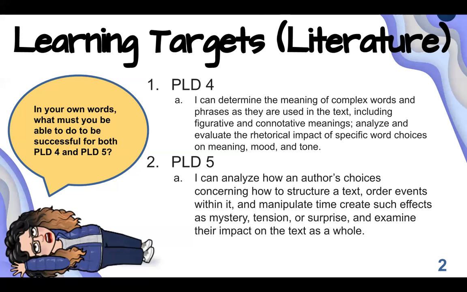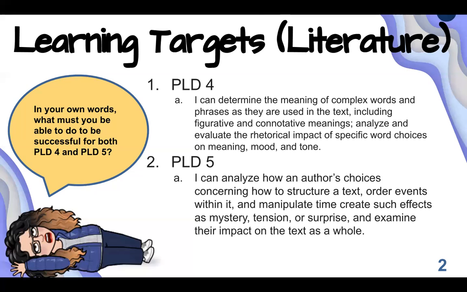PLD 5 is you're still kind of doing this. It goes in tandem because along with looking at the figurative and connotative meaning of words, PLD 5 is going to ask you to be able to analyze how an author's choices concerning how to structure a text, how to put the parts together, how to maybe label chapters, or whether there are chapters, as we will see in Toni Morrison's novel, there are not. She divides it into 4 seasons. She does so for an intentional reason.